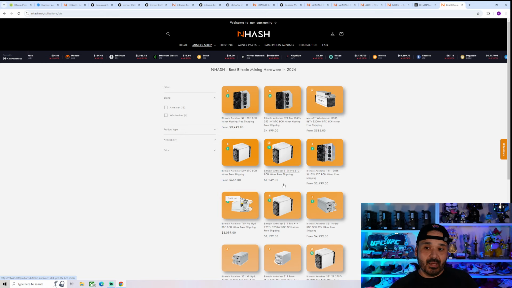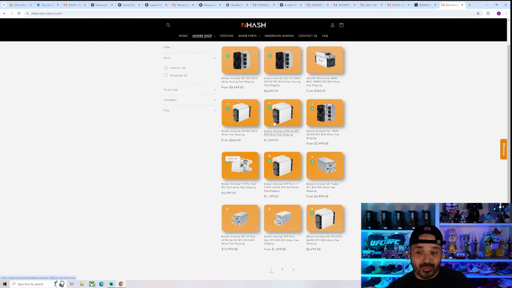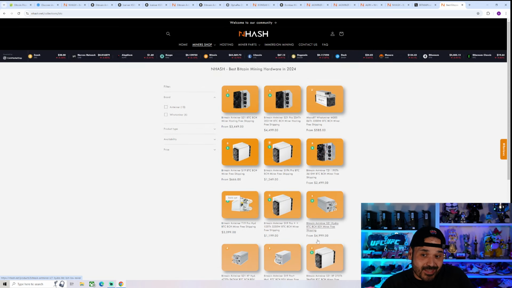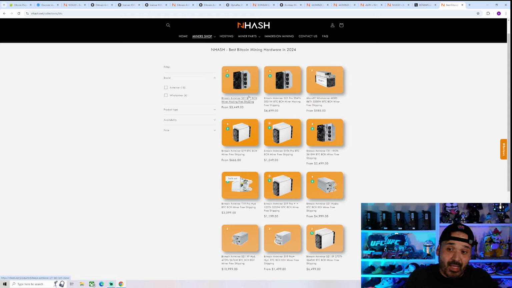No. The ones that I'm kind of surprised haven't moved are the S21 and S21 Pro, because now there's the S21 XP that's outclassing both of them, right? So realistically, typically people want latest and greatest. You would think that these would start to scale back, but they've been flat, man. They have not budged at all, right? So from the home miner perspective, it's just not the most appealing thing in the world.